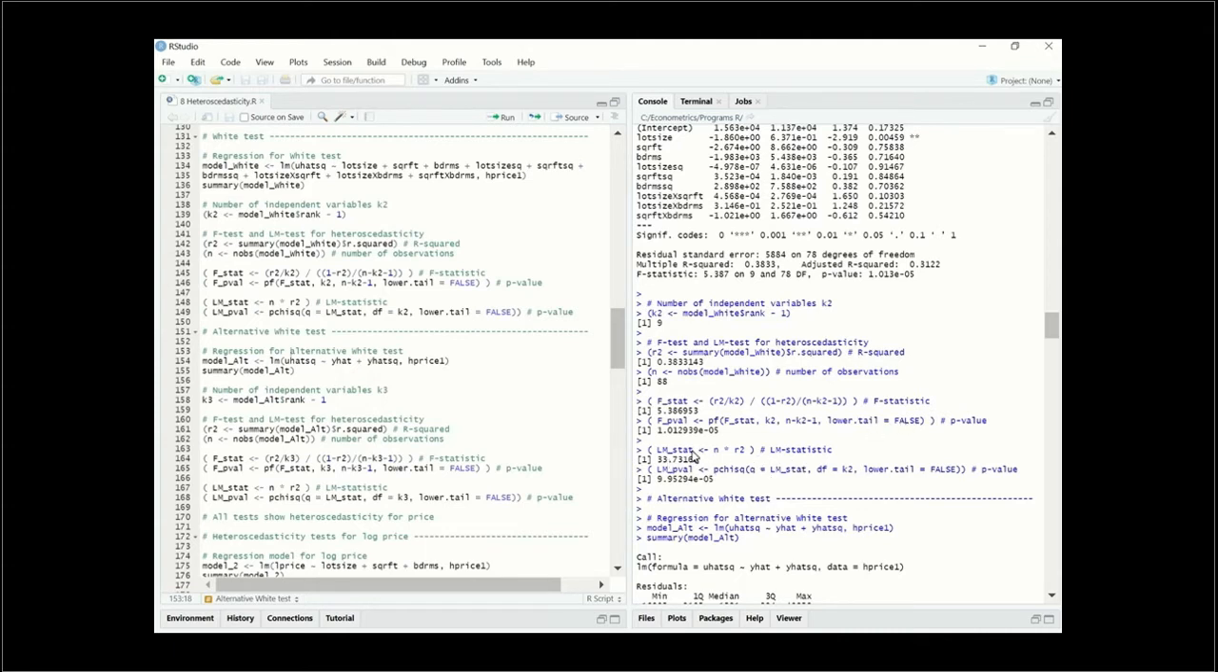And same with the Lagrange multiplier. That's going to be multiplying n times the r squared. This is going to be the test statistic, and that is the p-value for it. So again, looking at these p-values here for both the F test and the Lagrange multiplier test, we're concluding actually that these coefficients are jointly significantly different from 0. So while we're seeing that none of the coefficients is significantly different from 0 except for this one, actually they're jointly significantly different from 0. And so therefore, we are finding, again, a case of heteroscedasticity.